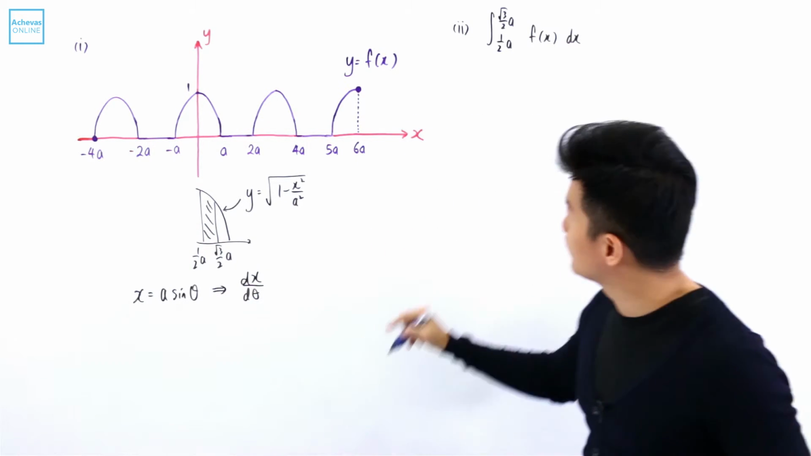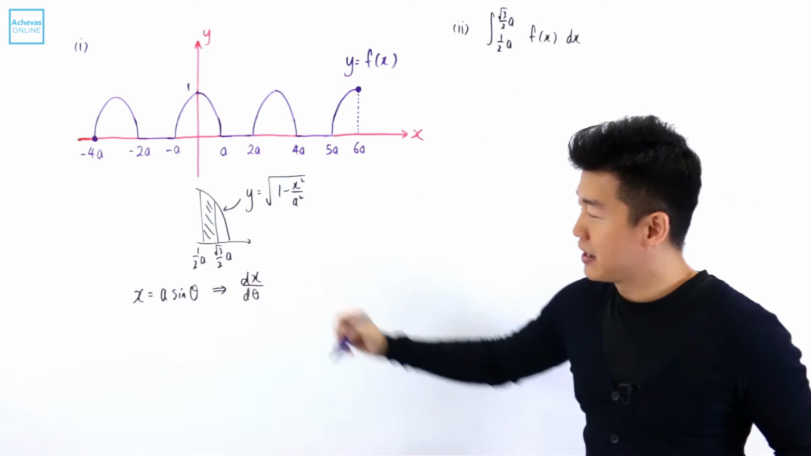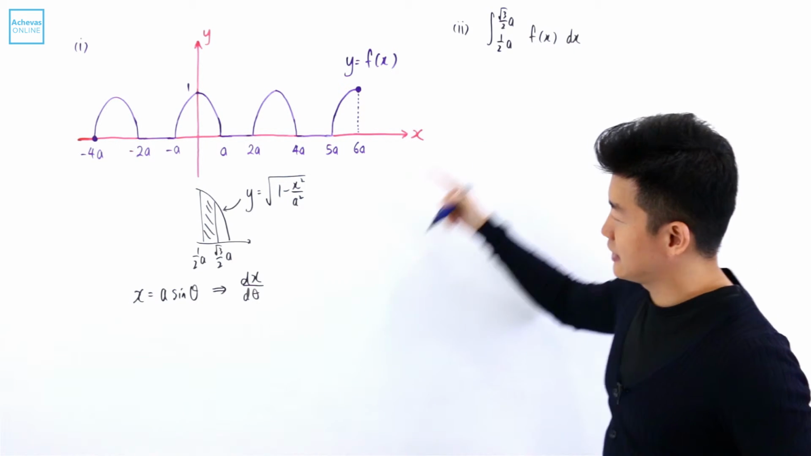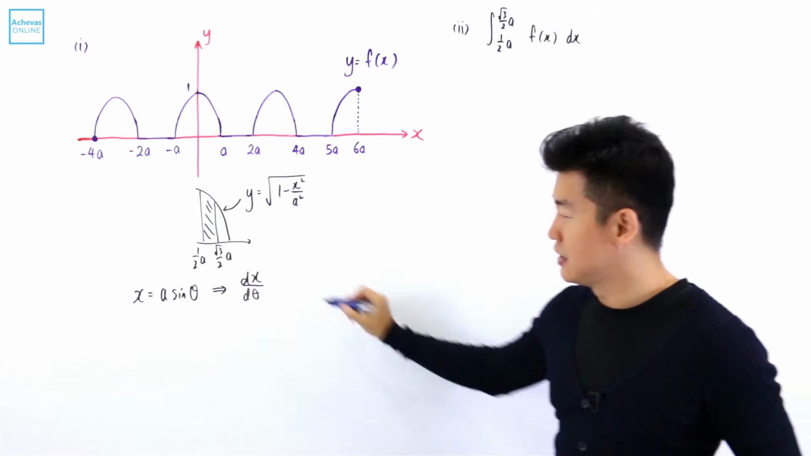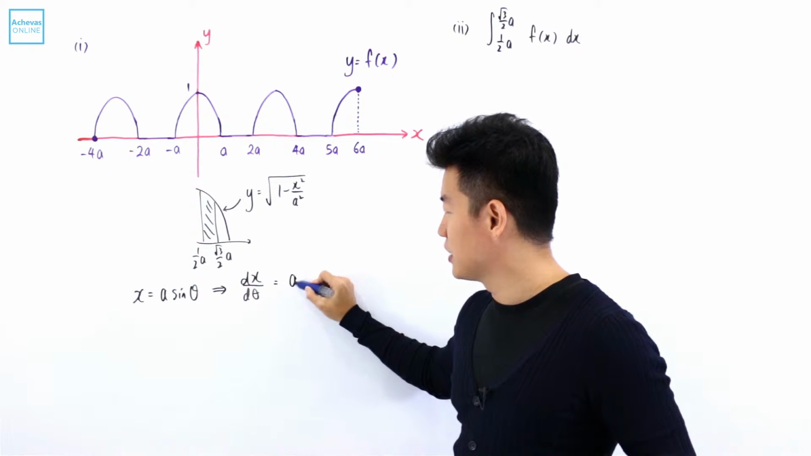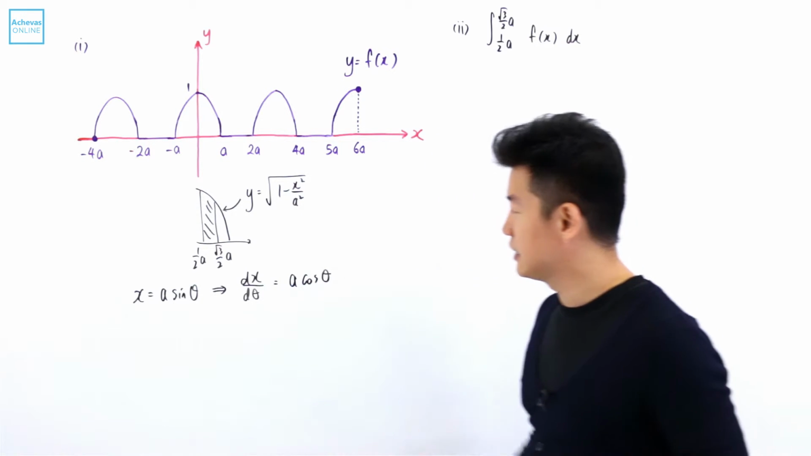Because I'm supposed to replace all the x here by theta. So dx, I'm going to replace it by the expression and d theta. So this expression here is going to be a cosine theta.